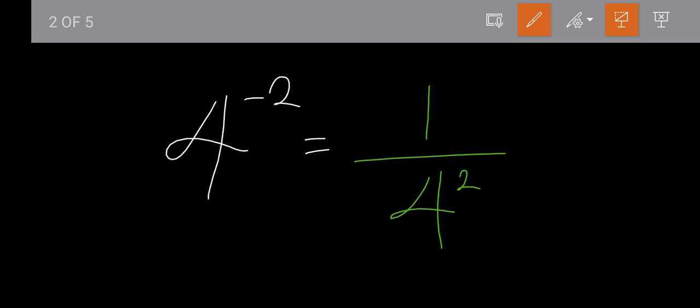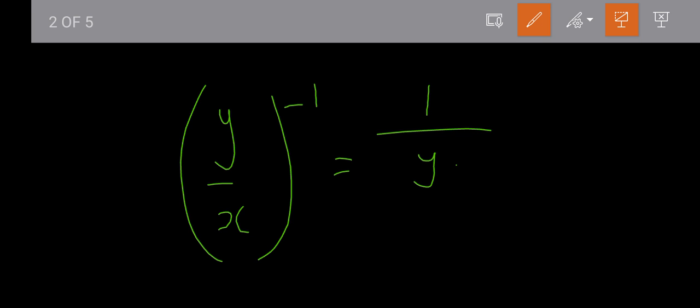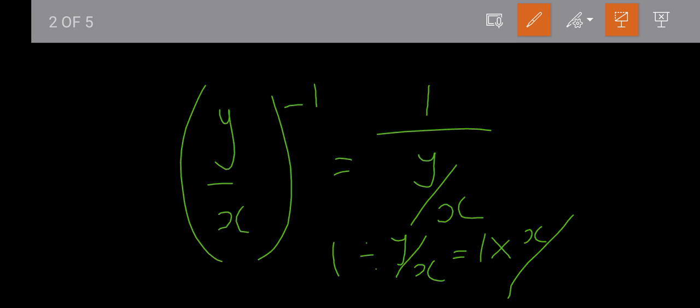What if we have something like this? What if we have a fraction? Let's say y over x raised to power minus 1. So automatically this means 1 over y over x. And remember, when you're dividing a fraction, it becomes 1 divided by y over x. And when you're dividing a fraction, the division sign changes to a multiplication sign, and then we have an inverse, x over y. So we're going to have x over y.